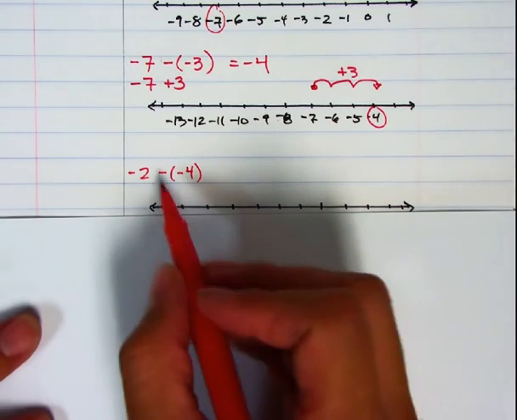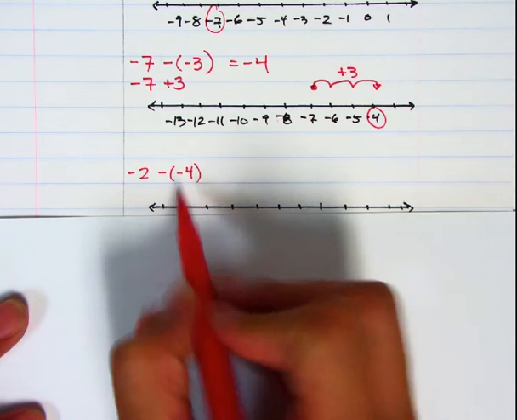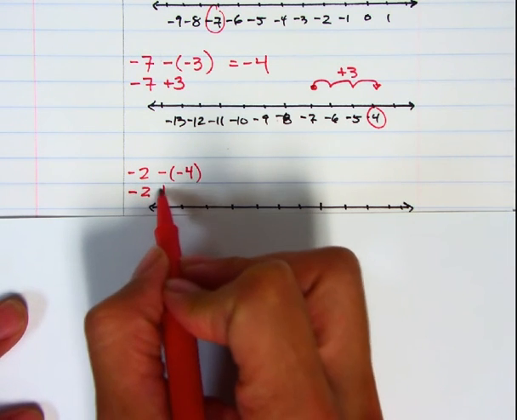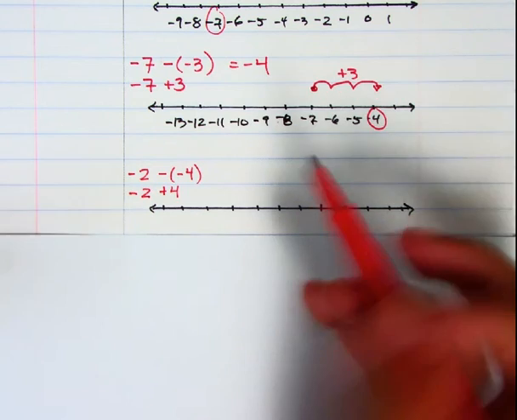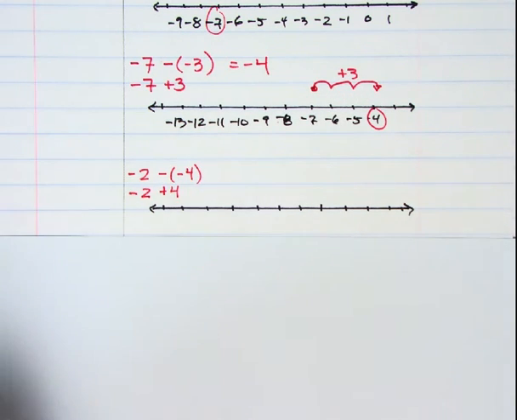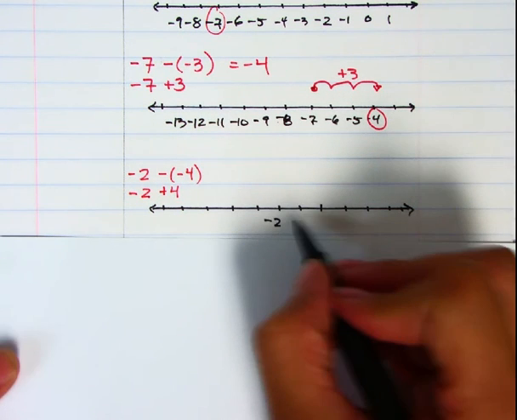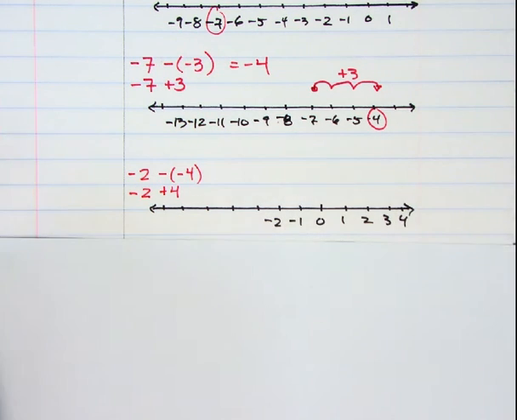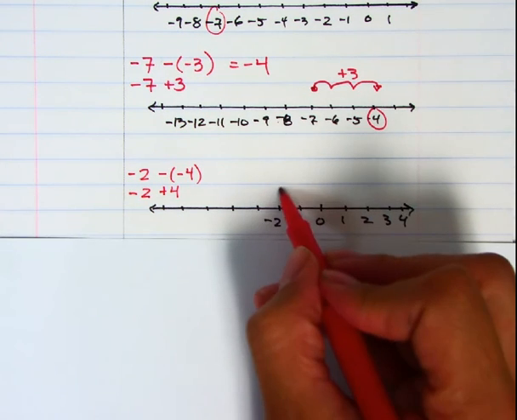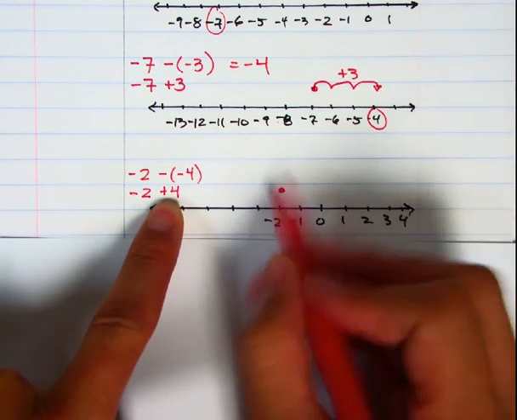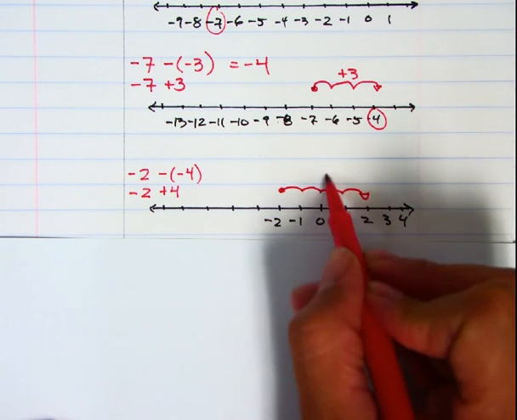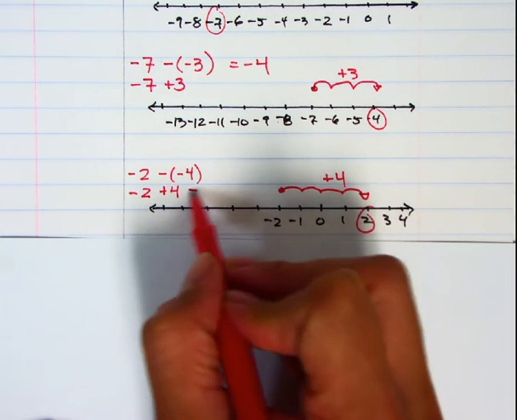Let's try that one more time. I think what's helpful is when I see this thing, I go ahead and switch the signs right away. I say negative 2. The opposite of negative 4 is positive 4. This is much easier for me to think this way. If I start at negative 2, negative 1, 0, 1, 2, 3, and 4. Okay. If I start at negative 2, then it says positive 4. Go in the positive direction 4 spots. 1, 2, 3, and 4. And I end up with my answer of 2.